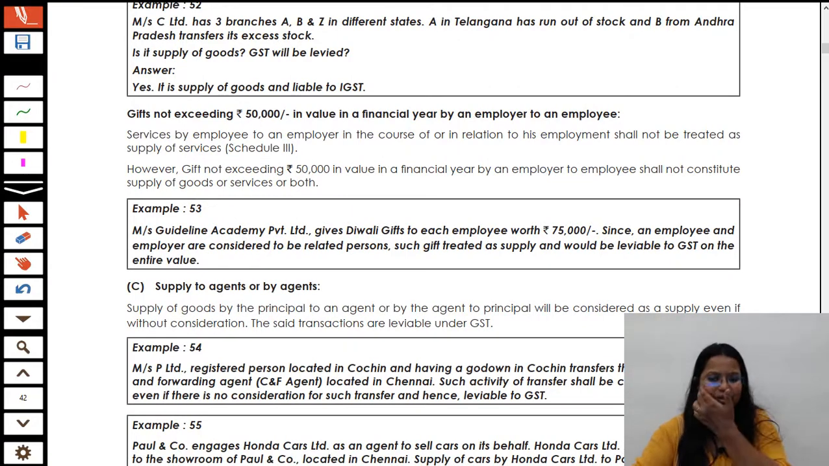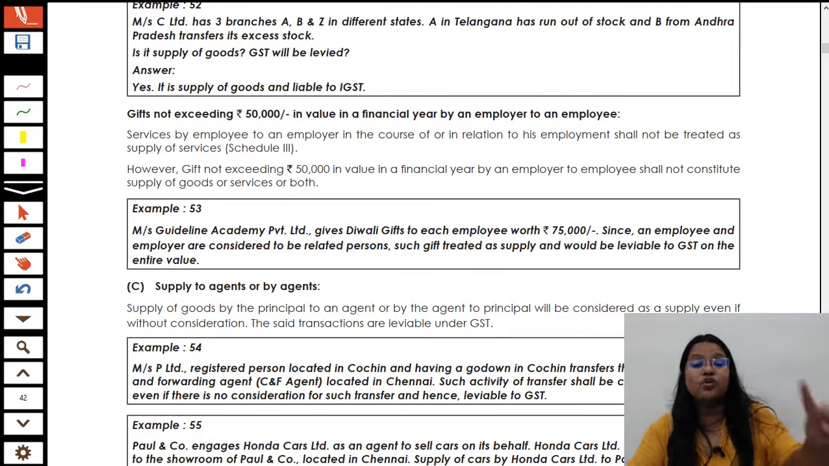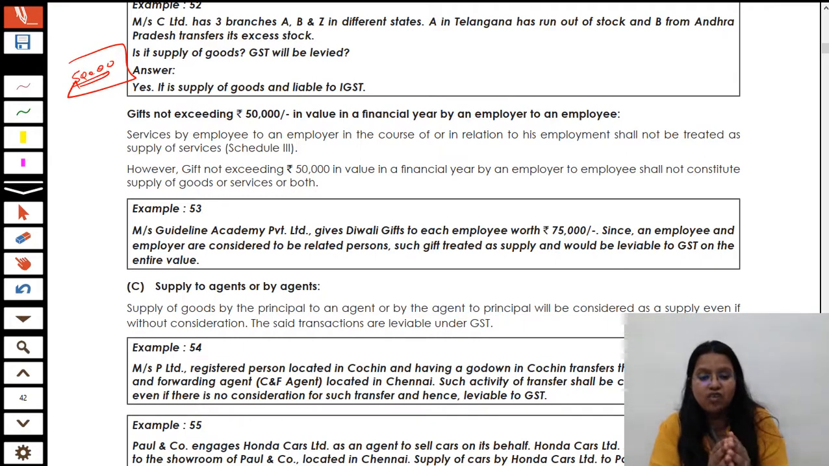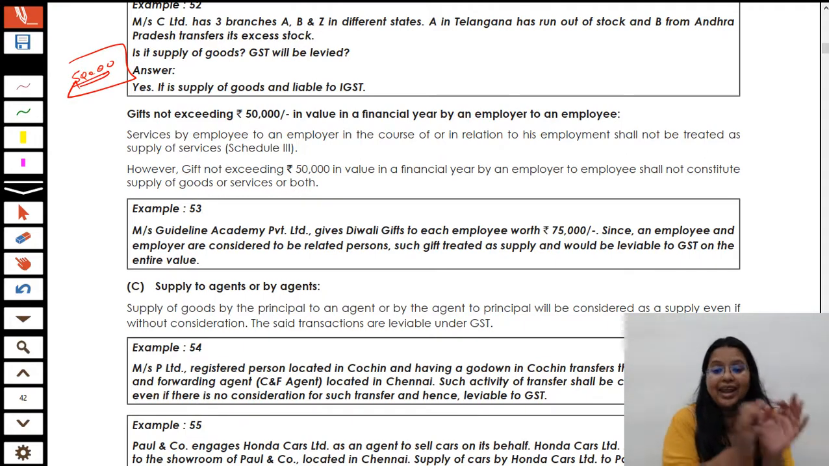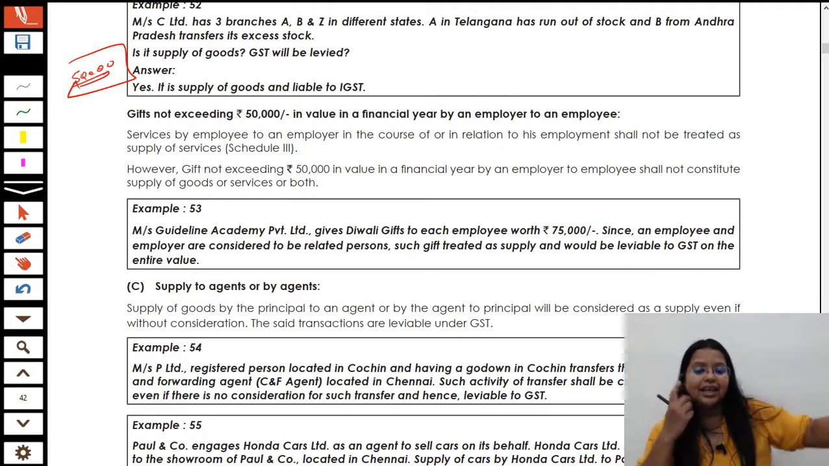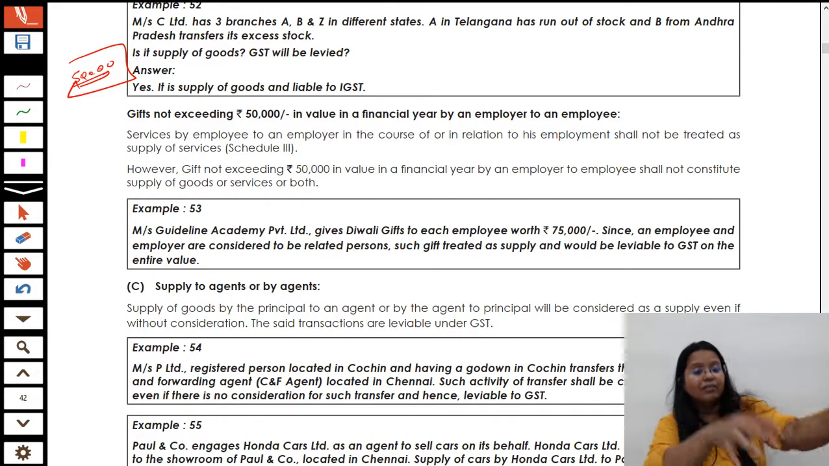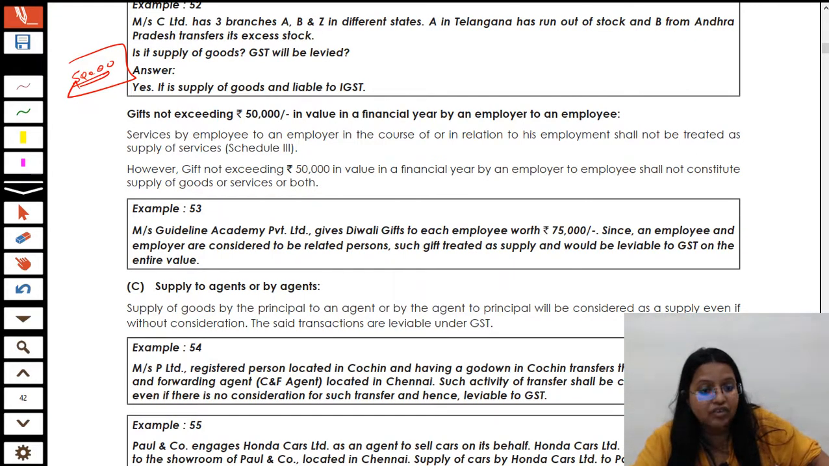Now the next thing is, students, if an employer is providing to the employee a gift of up to rupees 50,000 in a financial year. So students, if they are giving the gifts to the employee, it will not be covered under the negative list. Only services given by the employee to the employer in the course of business will be covered in the negative list. Okay. So this is a case of gifts.